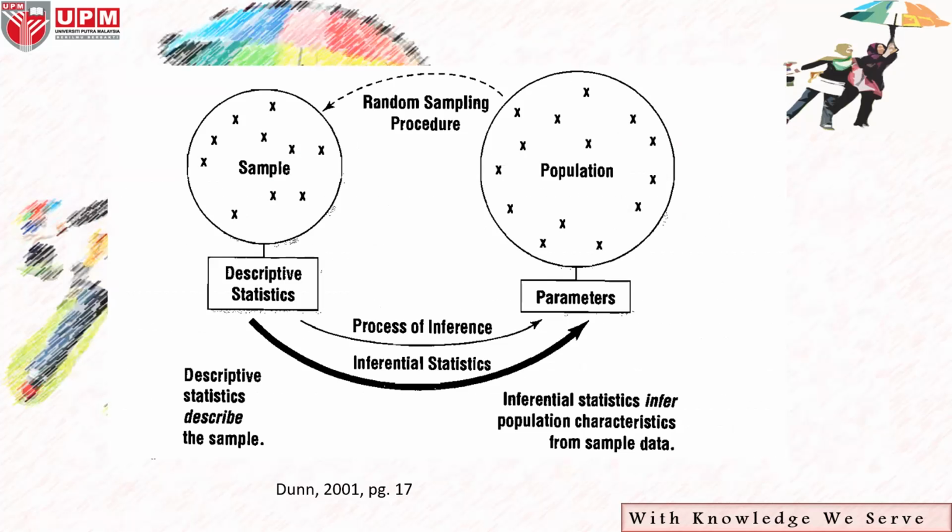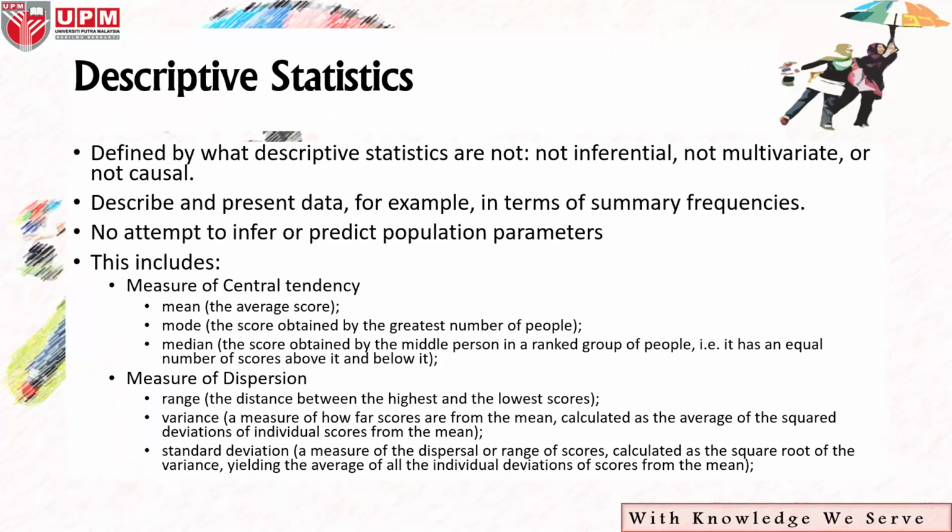Because the purpose of collecting a sample from the population, we want to describe, we want to infer, we want to make inference from the sample to the population. Okay, first, descriptive statistic. Descriptive statistic is not inferential. It's not inferential. That's why it has mostly been used in population. It is not multivariate or causal.